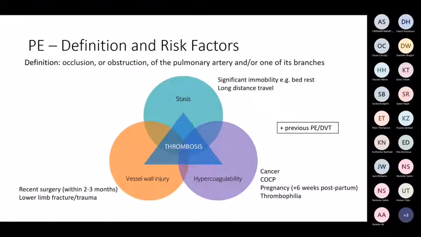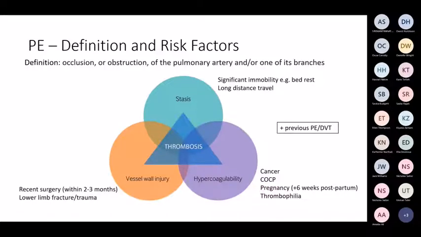And when you think about the risk factors for PE, you need to think about Virchow's triad. That is stasis, hypercoagulability, and vessel wall injury. In terms of stasis, it's things like if someone's been immobile, so they've had a long stint in hospital or been unwell and on bed rest for ages, or if they've travelled really long distances, although there's a bit of debate about whether that is a significant risk factor, but for SBAs it definitely is. Vessel wall injury, so if they've had recent surgery or a lower limb fracture or any trauma to the lower limbs, that's a big risk factor.